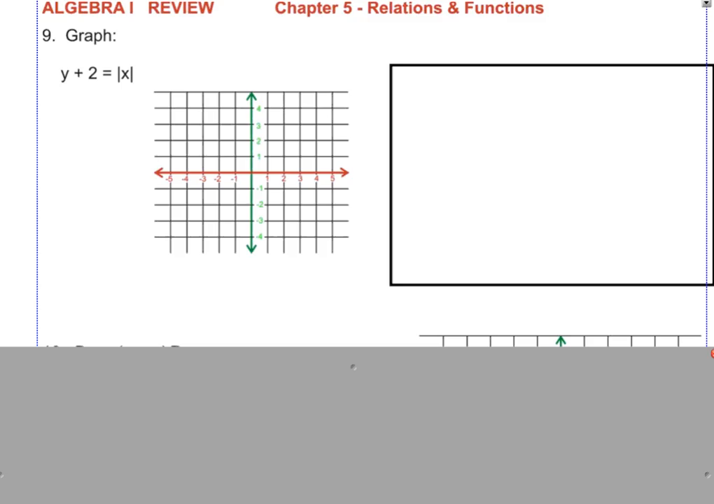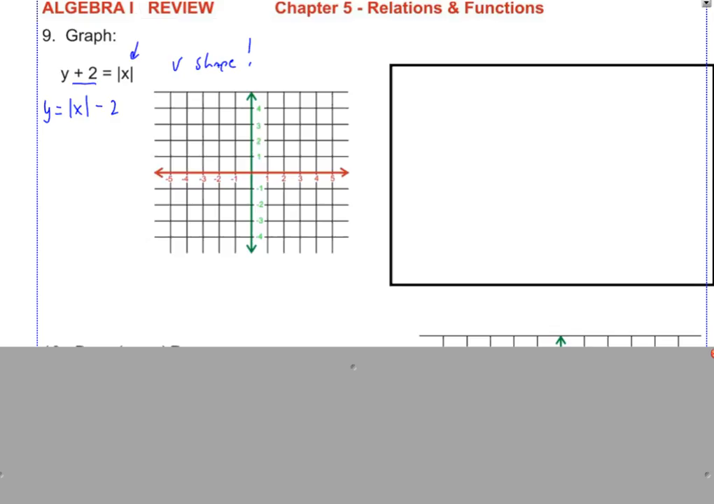All right, so here, number 9, we got a graph. And wow, this is getting long, so I got to go here. We got a graph y plus 2 equals the absolute value of x. Okay, I look at this and I say absolute value. I should immediately think any absolute value has a V shape. You better think that or you're going to miss these. Okay, I need to move that 2 to the other side to get this in proper form. So y equals the absolute value of x minus 2.